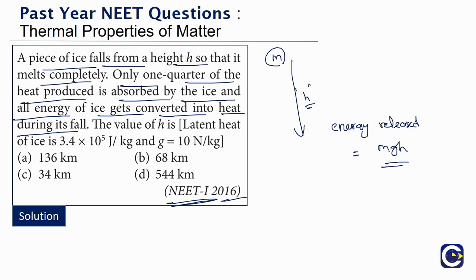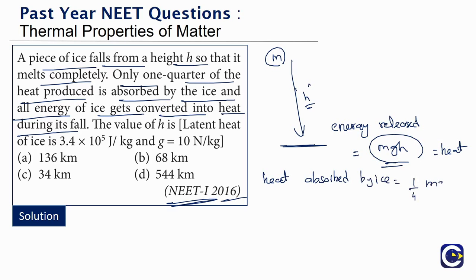All of this is converted into what they are saying, heat. So once it is falling onto the ground or something, all of this energy is converted into heat. So this much amount of heat is being produced, but only 1/4 of the heat produced is absorbed by ice. Means heat absorbed by ice is only 1/4 of this. So what is the amount of the heat absorbed? It will be 1/4 mgh.